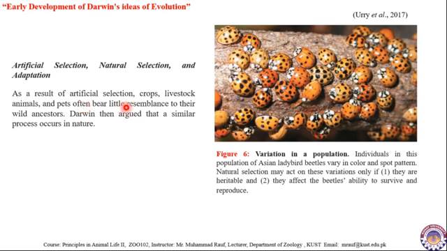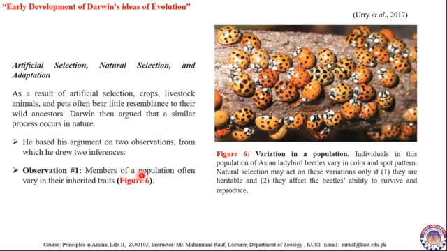As a result of artificial selection, crops, livestock, animals, and pets often bear little resemblance to their wild ancestors. Darwin then argued that a similar process occurs in nature. He based his arguments on two observations from which he drew two inferences. Observation 1: Members of a population often vary in their inherited traits. At that time, there was no knowledge of genes or alleles.